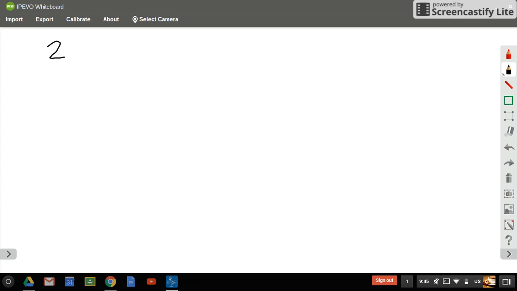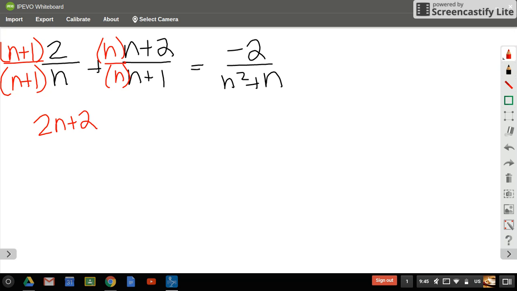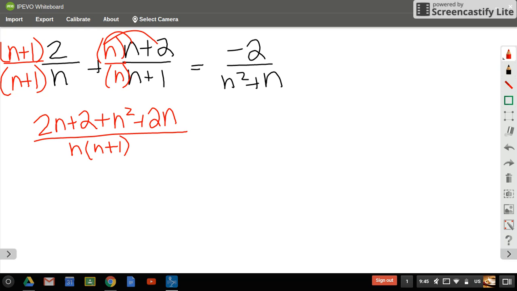Right, so we're going to do a little bit more complicated problem where we add two expressions before we solve. On the left, we don't have a common denominator, so we have to multiply by the opposite to get a common denominator since they don't have anything in common. So over here we have 2n plus 2, and here we have n squared plus 2n, all over our now common denominator, which is n times n plus 1.